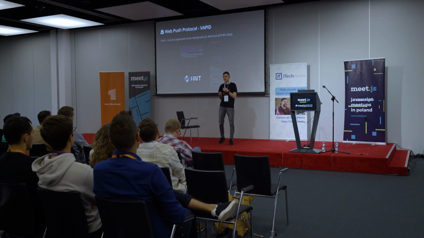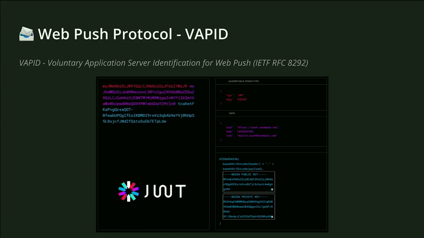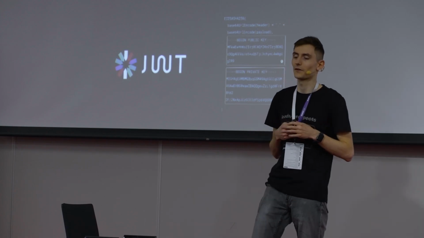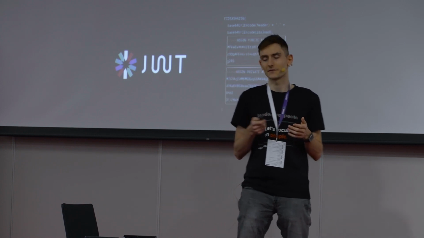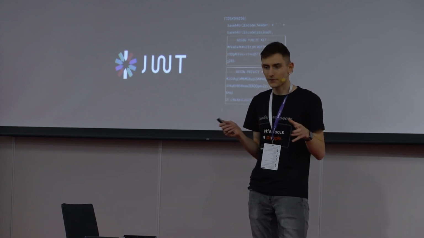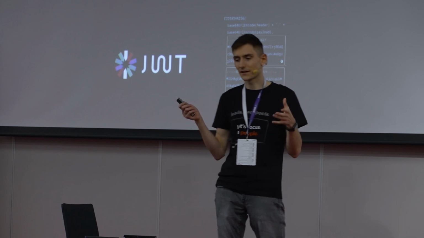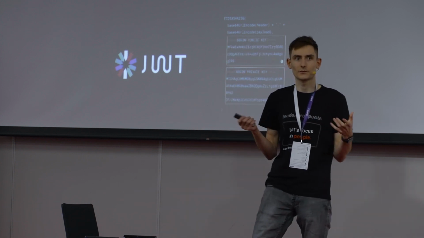Why? Because we need to authorize this push request. There is a separate specification, the Voluntary Application Server Identification for Web Push, built just for authorizing the request with the push service. It's pretty simple. By the design from the spec, we use a JSON web token to do so.